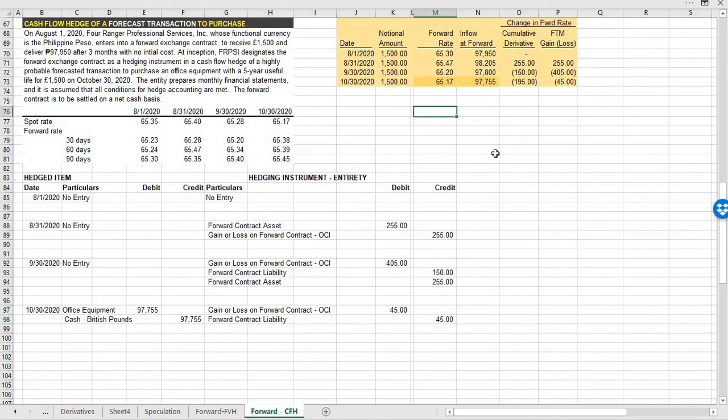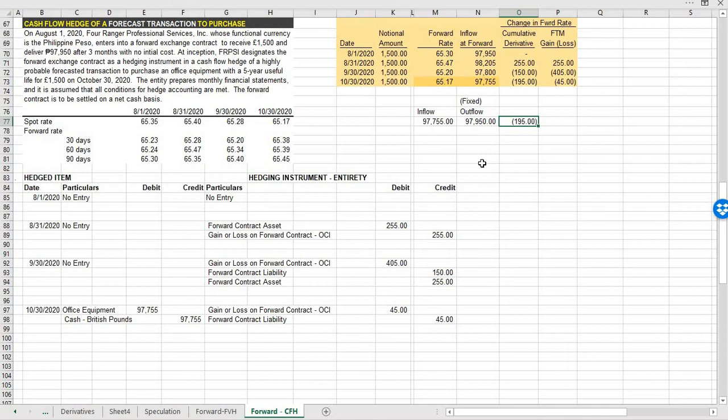So, i-compare na natin. So, ang inflow natin, which is the actual inflow based sa ating schedule, is 97,755. So, ito na yung final kasi based na to sa spot rate. Pero ang ating actual outflow based sa contract is 97,950 which is fixed. So, anong mas malaki? Siyempre, ang mas malaki ay outflow. So, anong difference ng dalawa? Yan ay 195 pesos. And since mas malaki ang outflow, ibig sabihin, unfavorable ang result ng forward contract sa atin.